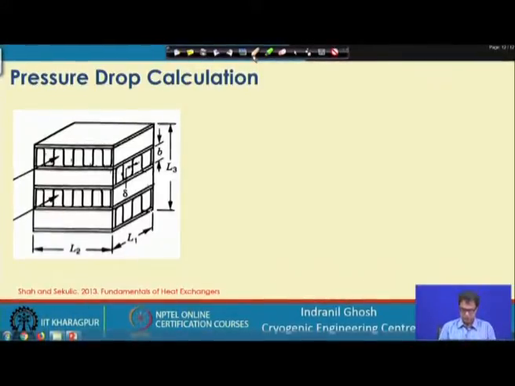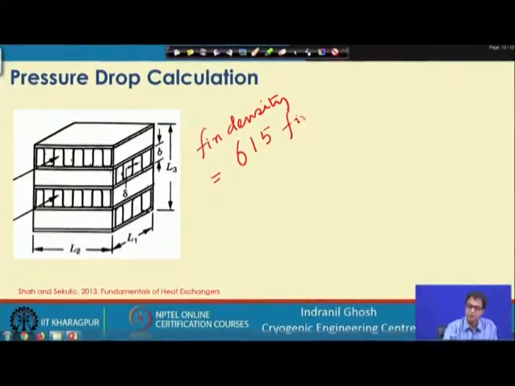operating conditions. So, for this particular one, the fin density is given. What is meant by fin density? We have already talked about it, and this is having 615 fins per meter.